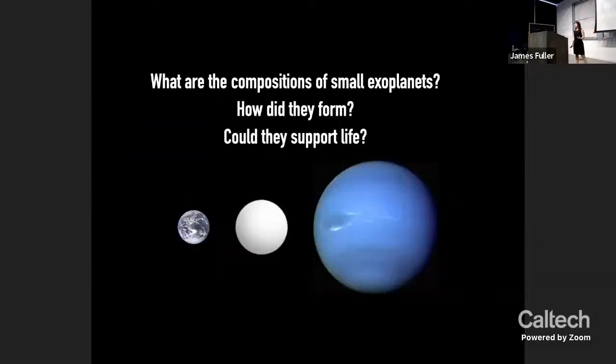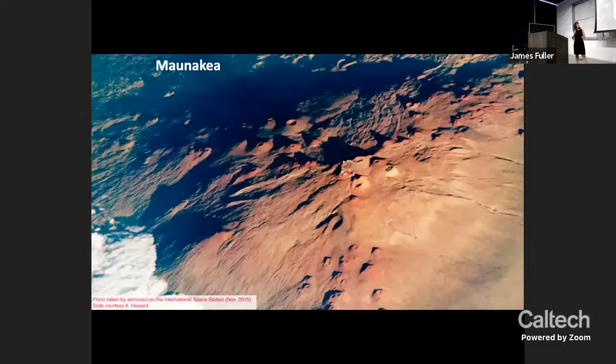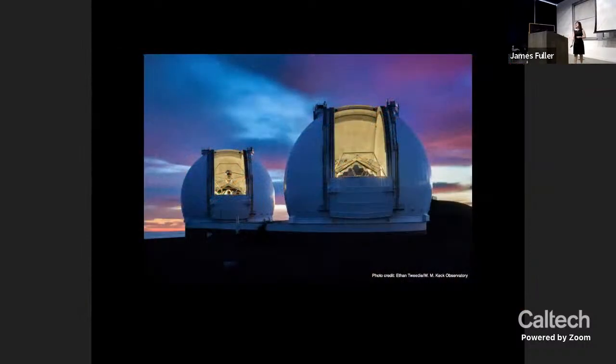So how do we learn about the compositions of these small planets? Well, what I've been doing in collaboration with Andrew Howard for a long time, the past decade, is using this big, beautiful mountain we have called Mauna Kea, which has some telescopes atop it, including the W.M. Keck Observatory. And this is the facility with which we measure the masses of small planets.